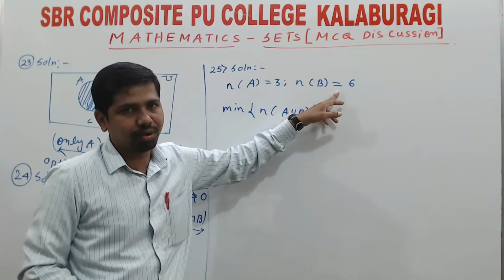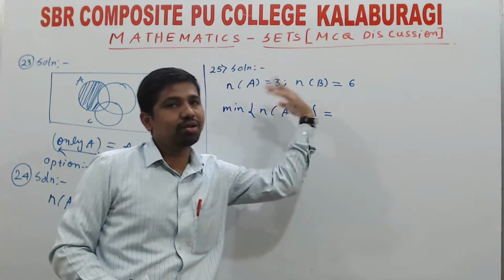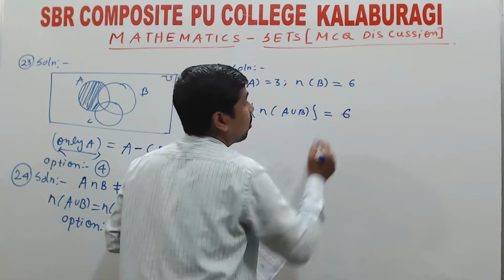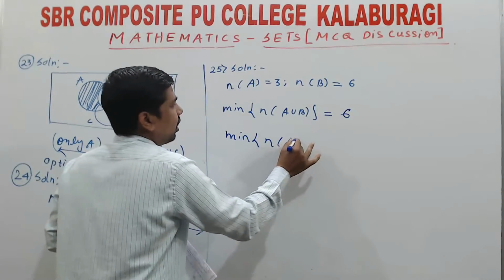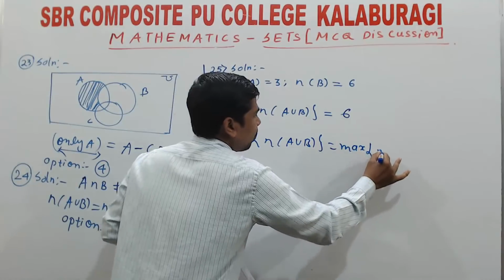Maximum I can take 3 as common, right? So if I take 3 as common, 3 more elements are left out which are different. So 3 plus 3 equal to 6 I can tell. That is the minimum number of elements in A union B, equal to 6. That is the formula written: minimum of n(A union B) is equal to maximum of n(A), n(B).